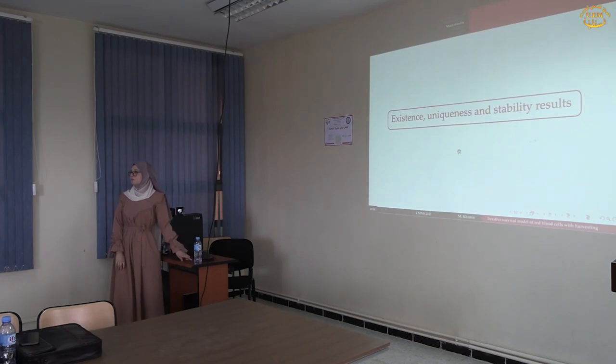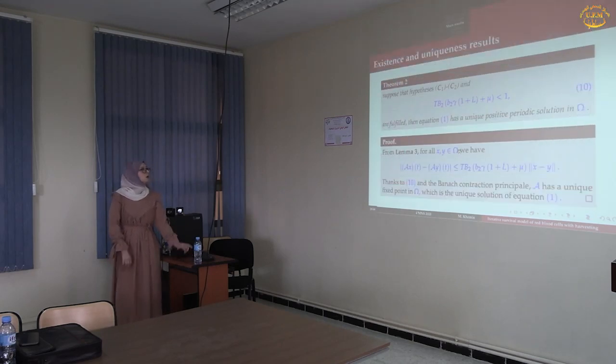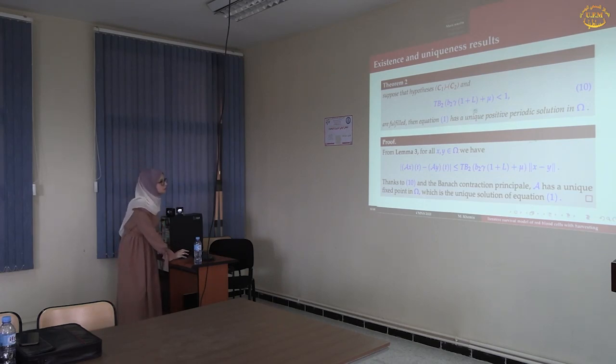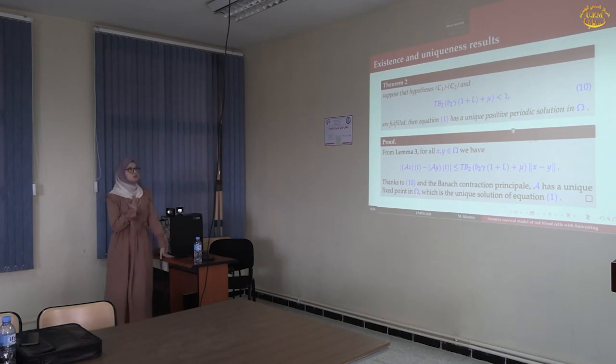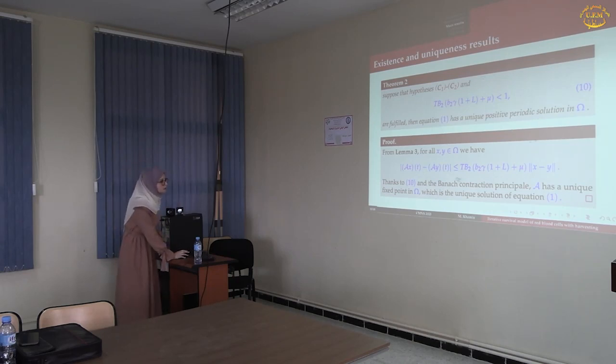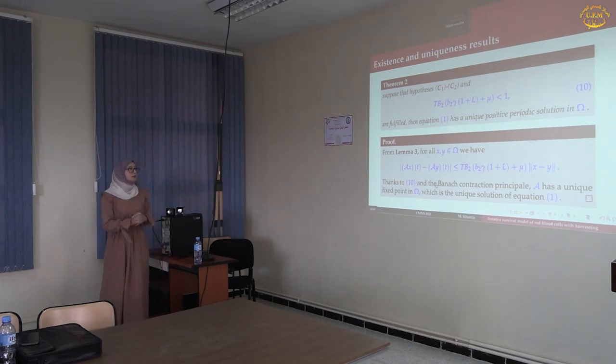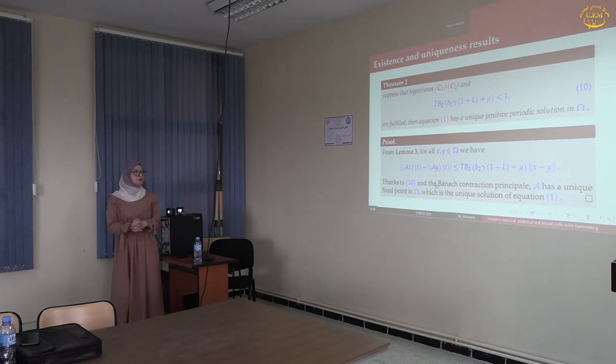Moving on to the second part of this section, which discusses existence, uniqueness, and stability results. For the existence and uniqueness results, in addition to the aforementioned conditions in theorem 1, suppose condition 10 is fulfilled. Then equation 1 has a unique positive periodic solution that belongs to omega. Indeed, from lemma 3, for all x and y in omega, we get this inequality, and from condition 10, A is a contraction, and as a result of the Banach contraction principle, A has a unique fixed point solution in omega, which is the unique solution of equation 1.